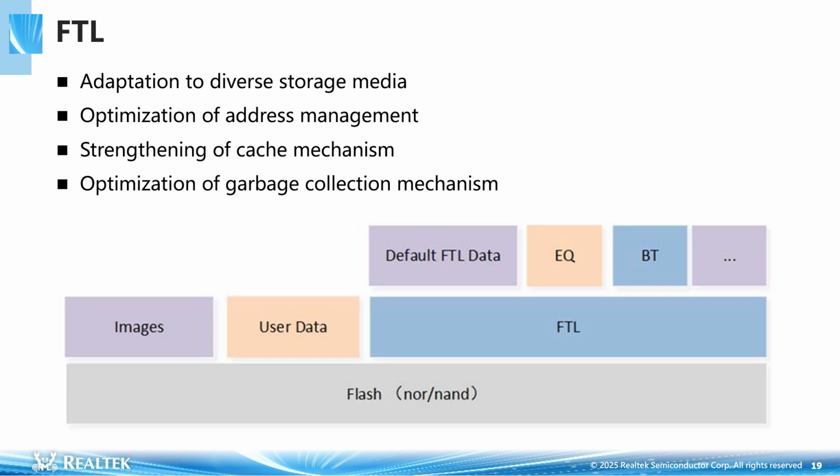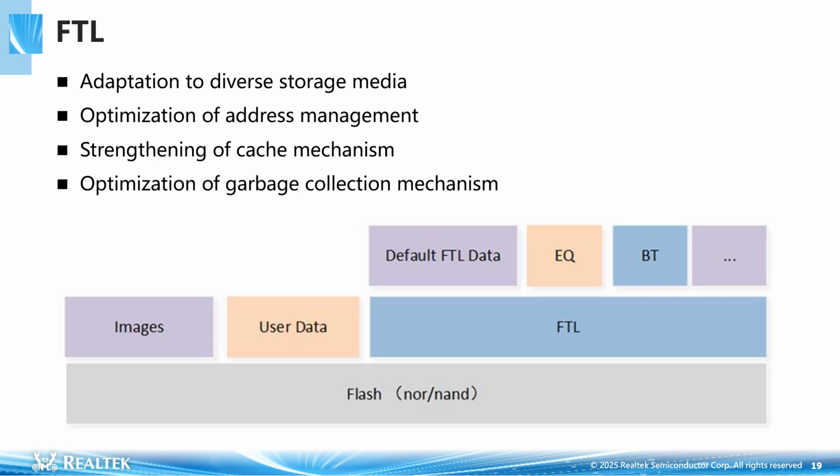Strengthening of cache mechanism. A cache area is set up in the system memory to store frequently accessed data blocks and address mapping information. When an upper-layer application makes a request again, the result is obtained from the cache, reducing flash access.